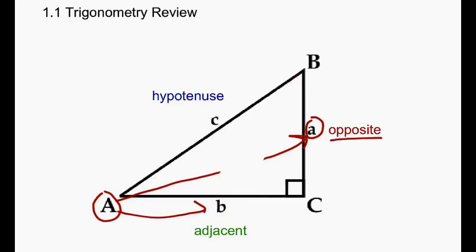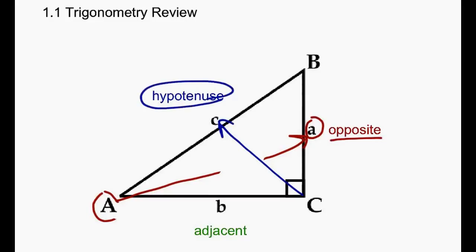And the last one is the hypotenuse, and the hypotenuse is always the one across from our 90-degree angle. So the hypotenuse will never change. It'll always be across from our 90-degree angle, and it's also the longest slanted side of our triangle. So that one always stays the same. The ones you got to be careful of are the adjacent and the opposite.